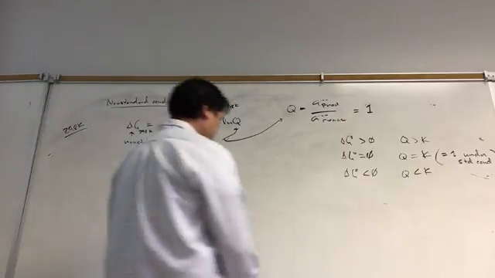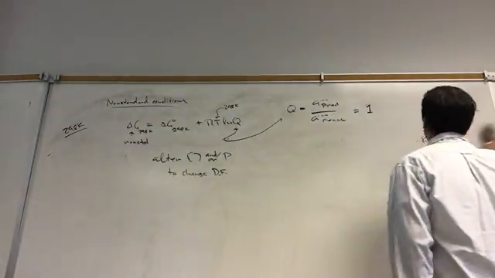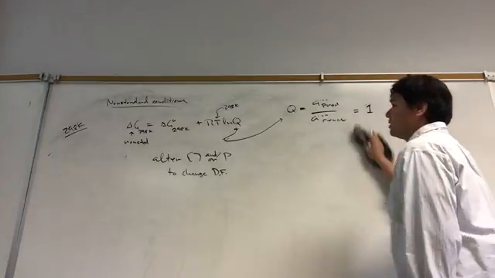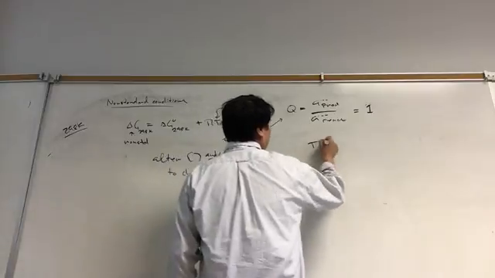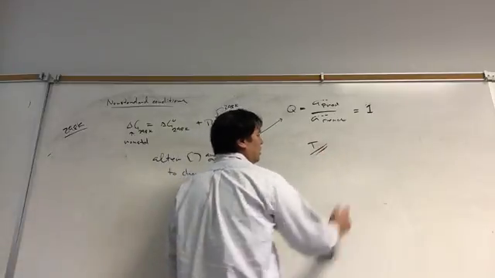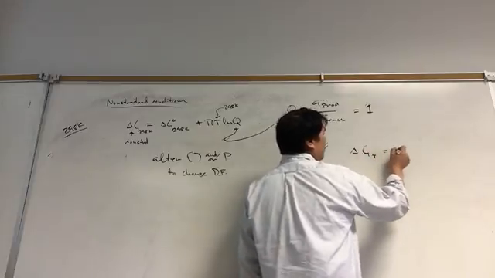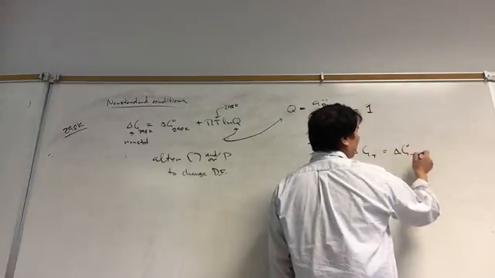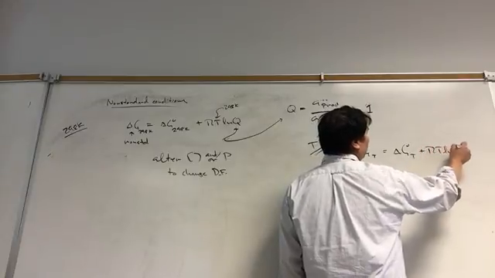Okay, what if we do both? What if we change to non-standard conditions and we change the temperature so the temperature is not at 298? If we're just looking at any old temperature under non-standard conditions, we have delta G at that temperature, which is going to equal delta G naught at that temperature plus RT ln of Q.